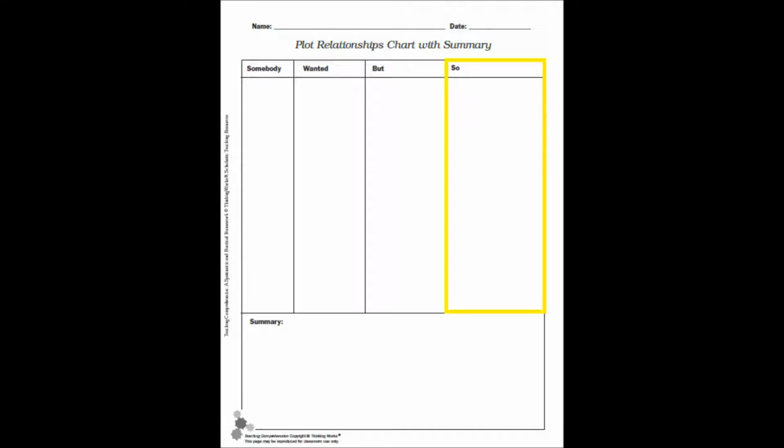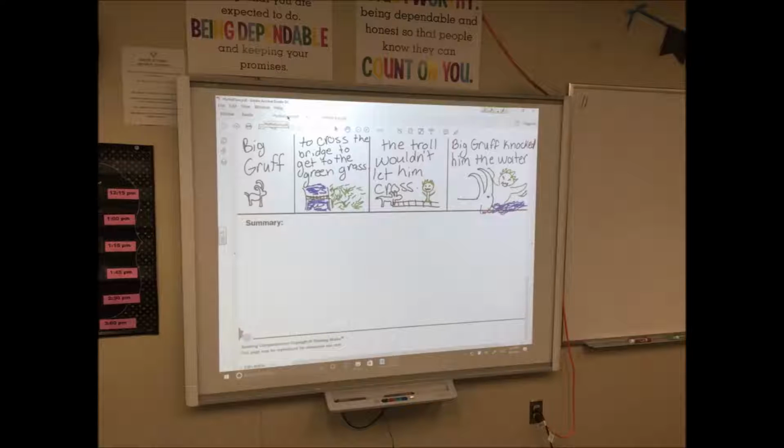For the So column, I stress that this section is the resolution. I ask the students for resolutions to Big Gruff's problem. If they can't recall this information, I flip back through the pictures of the book to help them. They then fill in the column as I do on the board. Big Gruff knocked him in the water. Again, I allow them time to illustrate.